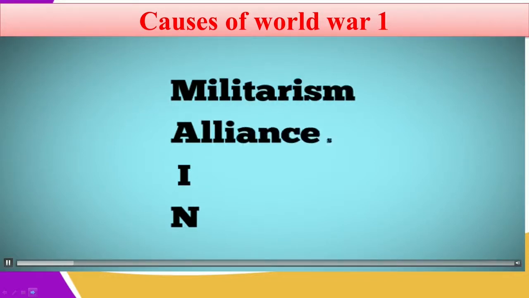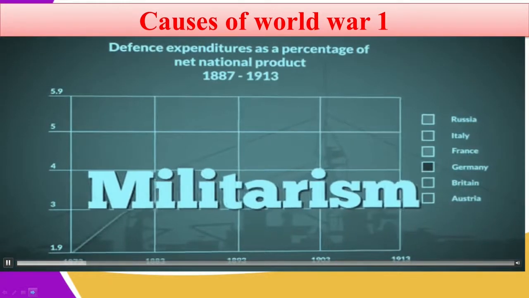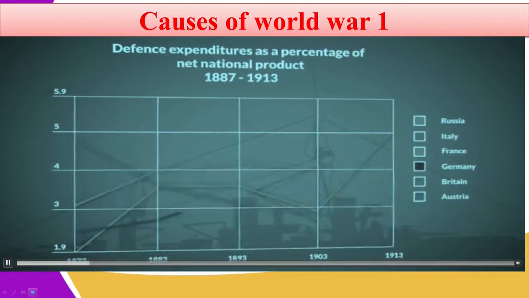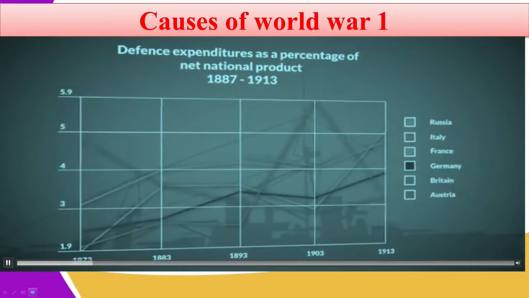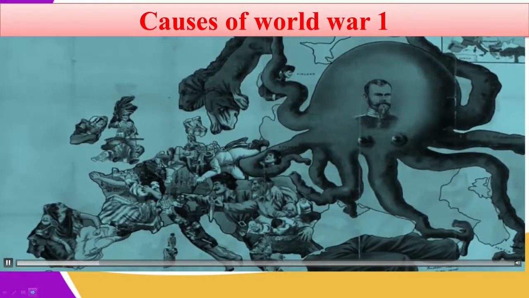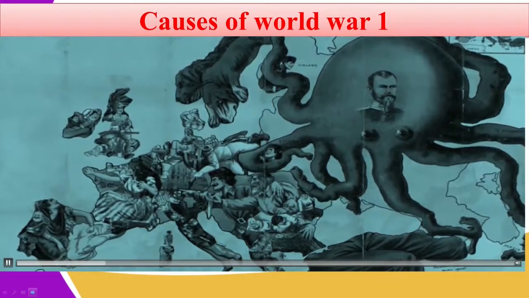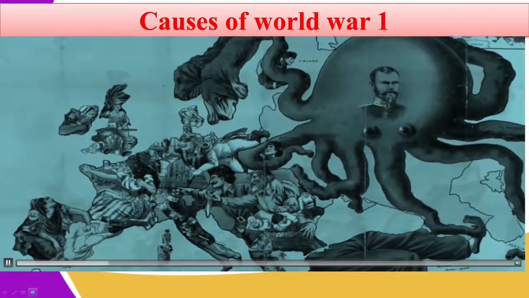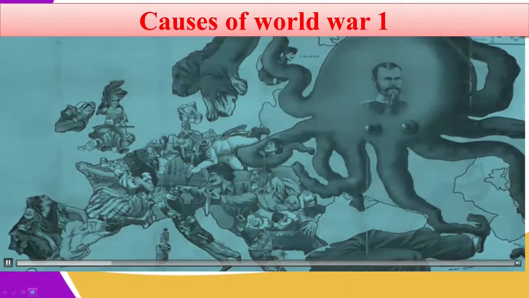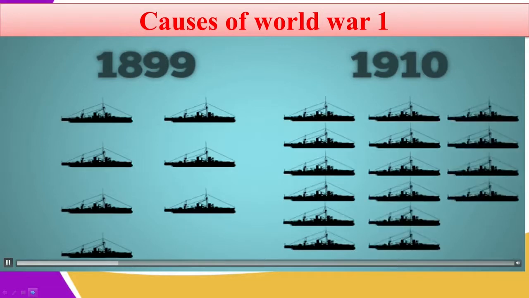So these causes of the war can be summarized into the main ones, and these are militarism, the alliances, imperialism and nationalism. On militarism, there were defense expenditures as a percentage of the war going on. We can see the countries could rise against one another because they had sophisticated weapons. So the nations that were stronger had a very, very strong military. And you can see these machines, the weapons.